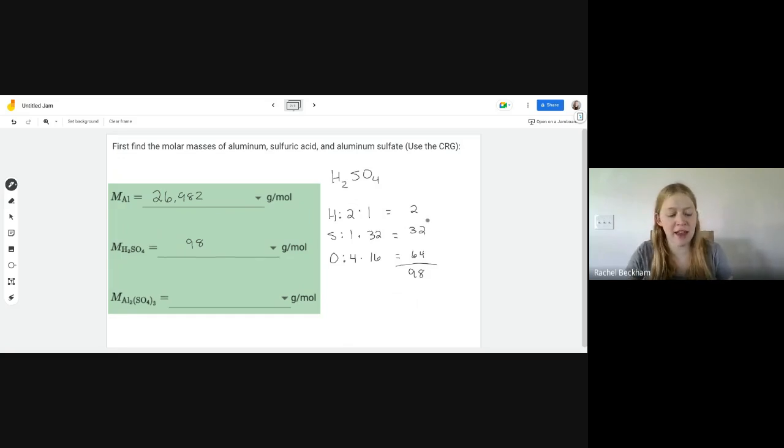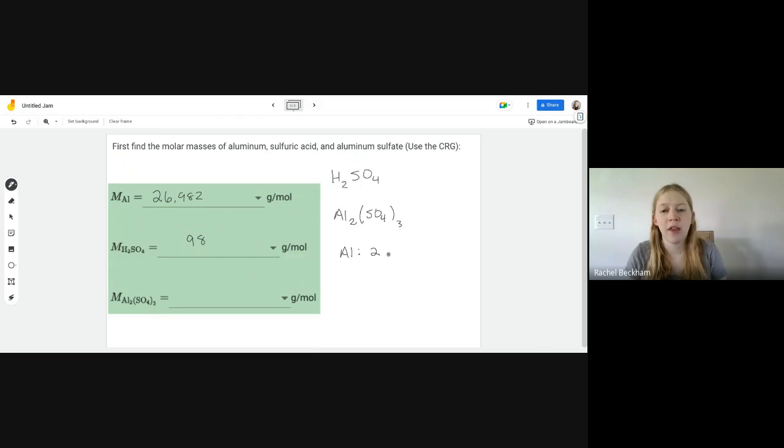So this was 98. I'm going to clear my work here just because we're doing the next one now. So this is 98. Okay, and then Al2(SO4)3. Okay, we're going to do this one now. Aluminum is still, there's 2 of them, right? And it was 26.982. I'm going to round that though because I'm lazy to 27.